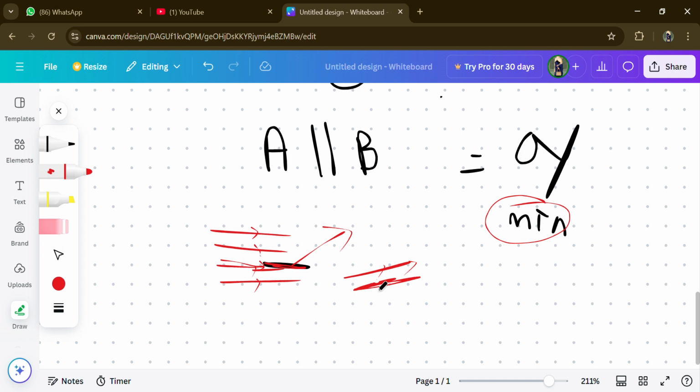Now that's the condition. And this is how we actually measure the maximum and the minimum of the magnetic flux. And this is all for today.